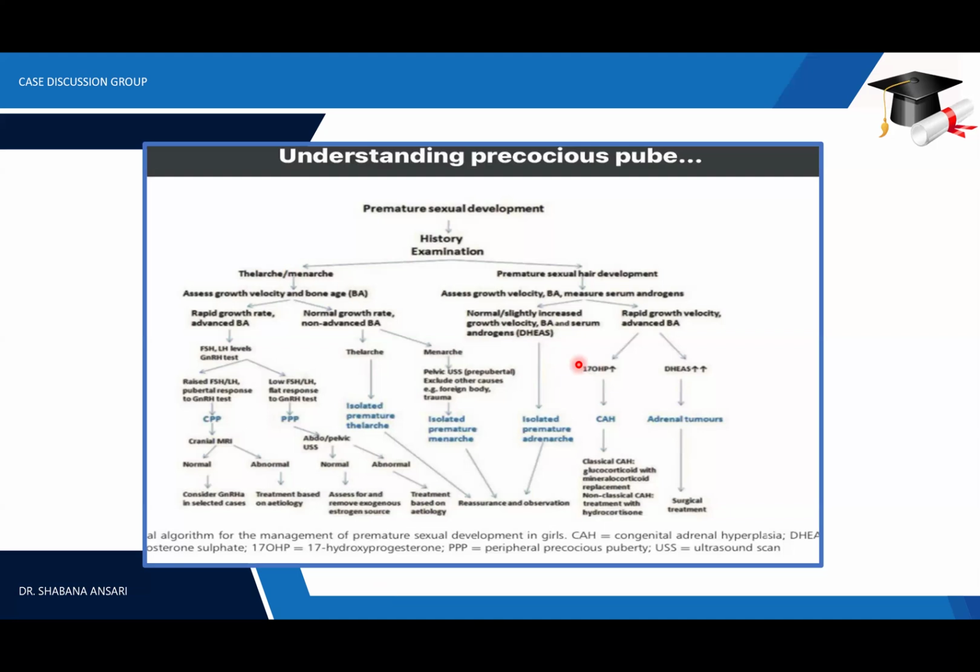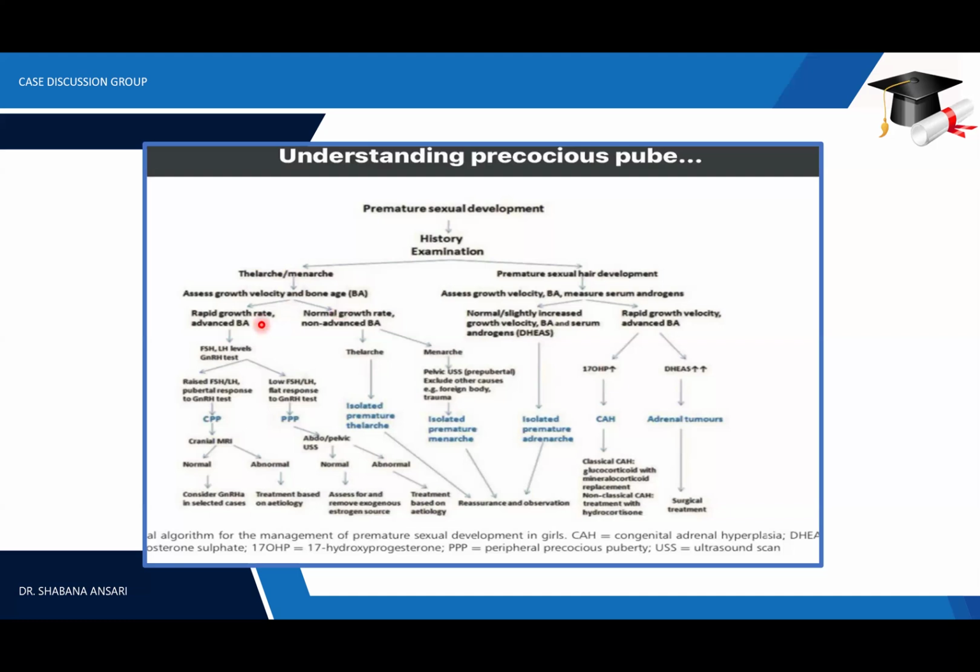So this is a diagram. It looks complicated, but it's a very nice and very simple diagram. Whenever we see any young girl with premature sexual development, as we discussed, we are going to take the history and examination. On examination, we will see if thelarche is there, menarche, or any other secondary sexual characteristics. The first important thing we have to do is assess the growth velocity and the bone age.